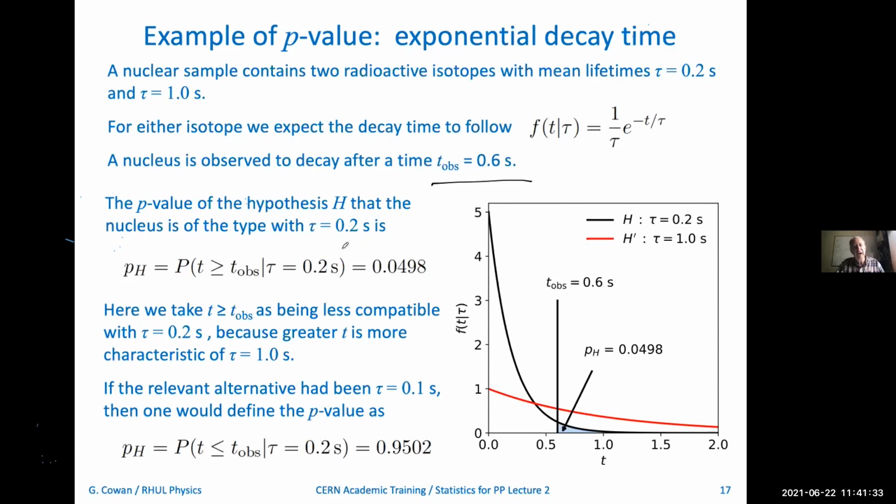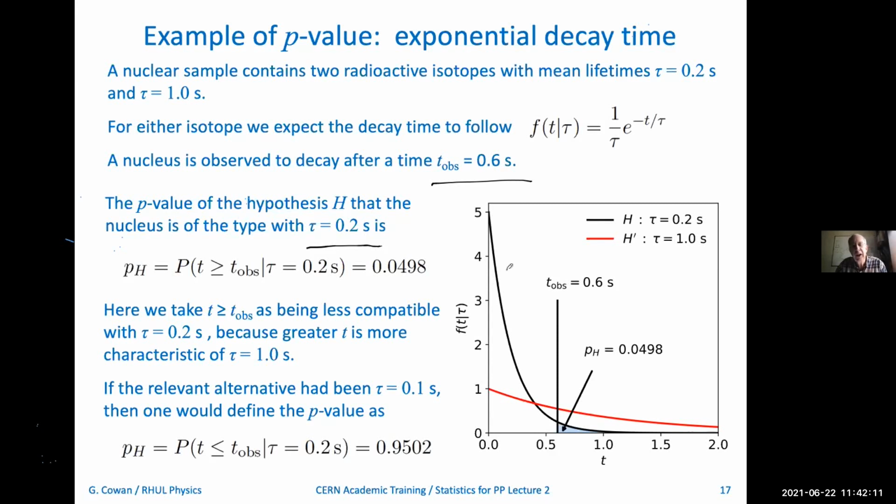What we can do now is compute, for example, the p-value of the hypothesis that the nucleus was of the type characterized by 0.2 seconds. So we've observed 0.6 seconds, and I want to compute the p-value of the hypothesis that it's of, let's call that type 1, the type that has 0.2 seconds for the mean. Well, I have to then decide what is the region of the data space that would give me even less compatibility with my observed value of 0.6.